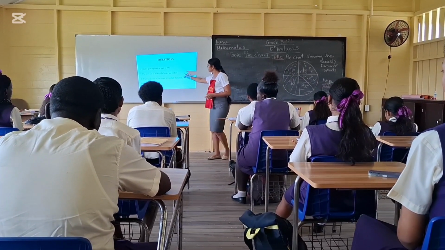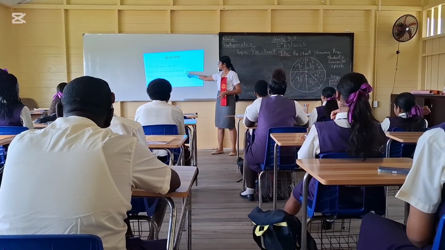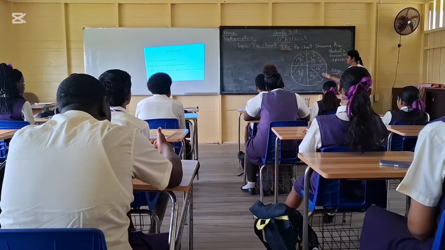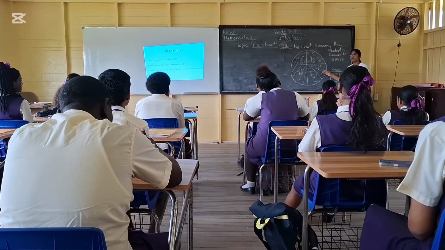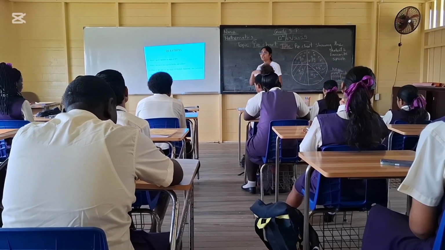The second question. What is the size of the angle for hockey and cricket? Look at the pie chart. What is the size? It's 45 degrees. Very good. So the size is 45 degrees for hockey and cricket.